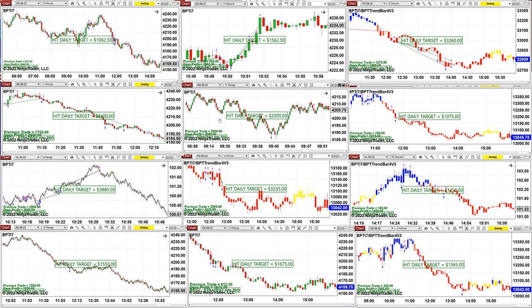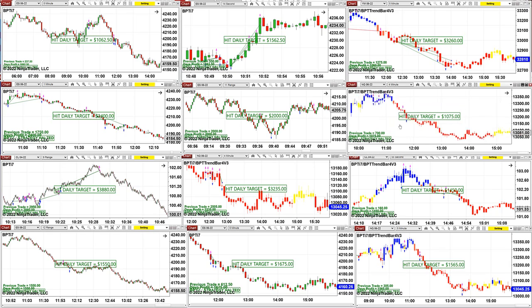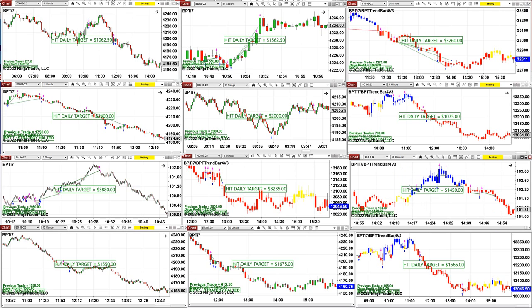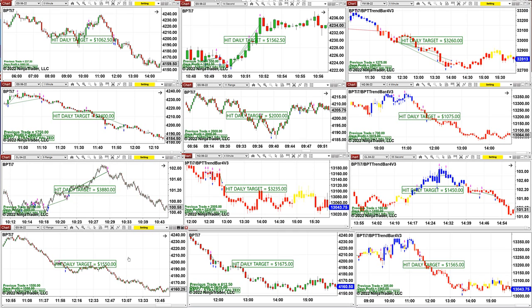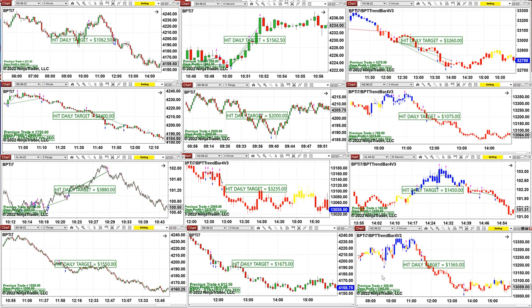And here is an ES 11 range, 2000. And scalping NASDAQ 4 minutes, 1000. 1400 CL, 55 second. 4 minutes NASDAQ, 3235. Beautiful trades on the CL, 3380. ES 12 range, 1550, not much. ES 5 minutes, 1675. And NASDAQ 5 minutes, 1565.